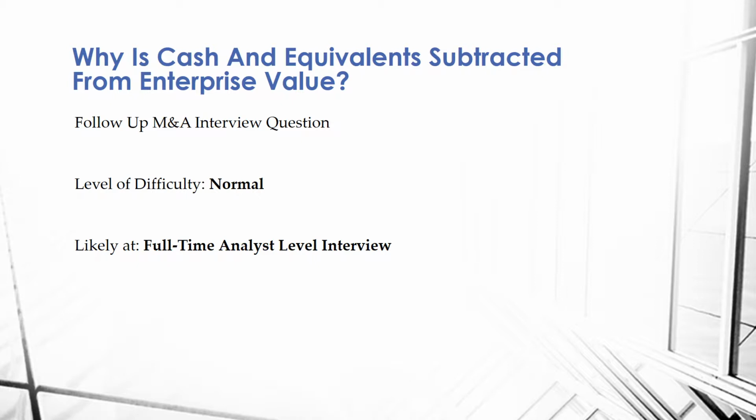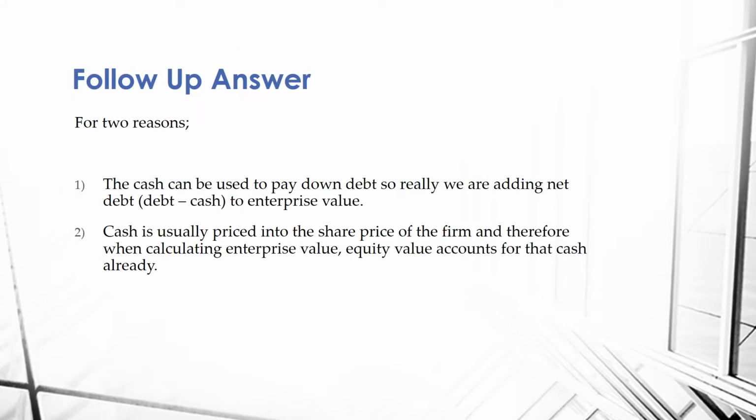Now, a follow-up question is, why is cash and cash equivalents subtracted from enterprise value? There are two reasons why cash is subtracted in the enterprise value calculation. One, the cash can be used to pay down debt. So really, we are adding net debt, debt minus cash, to enterprise value, right? That cash can be used to pay down existing debt.